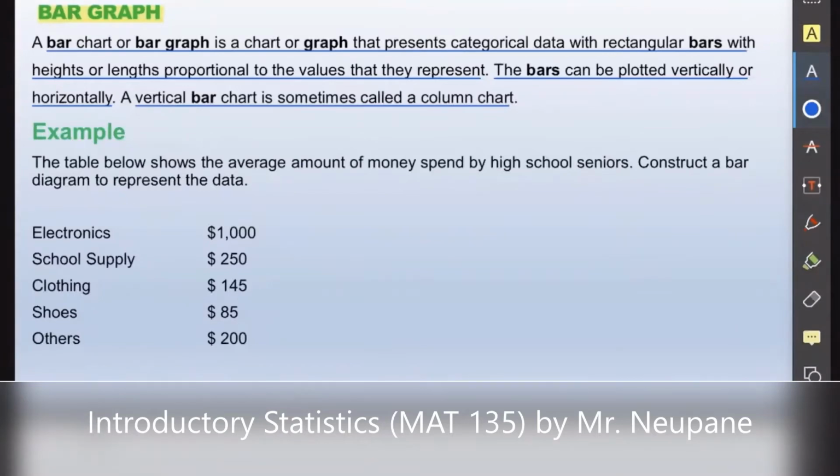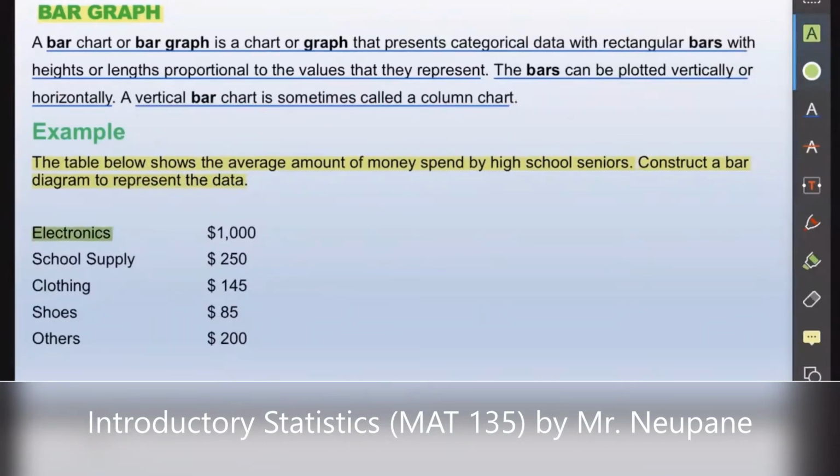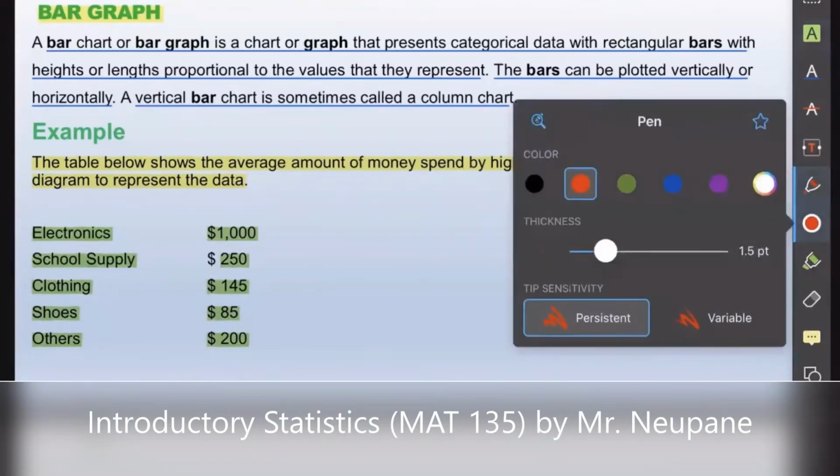So let's see what is given in this example. The table below shows the average amount of money spent by high school seniors. We are asked to construct a bar diagram to represent the data. The information given is: electronics, $1,000; school supply, $250; clothing, $145; shoes, $85; others, $200. So the information is given to you, and you are asked to create the bar graph for this one.